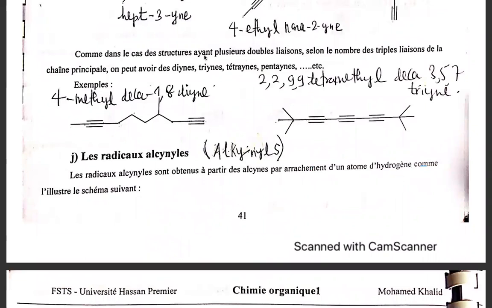So we consider the chain principal. The chain principal contains how many carbon atoms? So 1, 2, 3, 4, 5, 6, 7, 8, 9, 10. Have I counted correct? 1, 2, 3, 4, 5, 6, 7, 8, 9, 10. Exactly. We are 10.